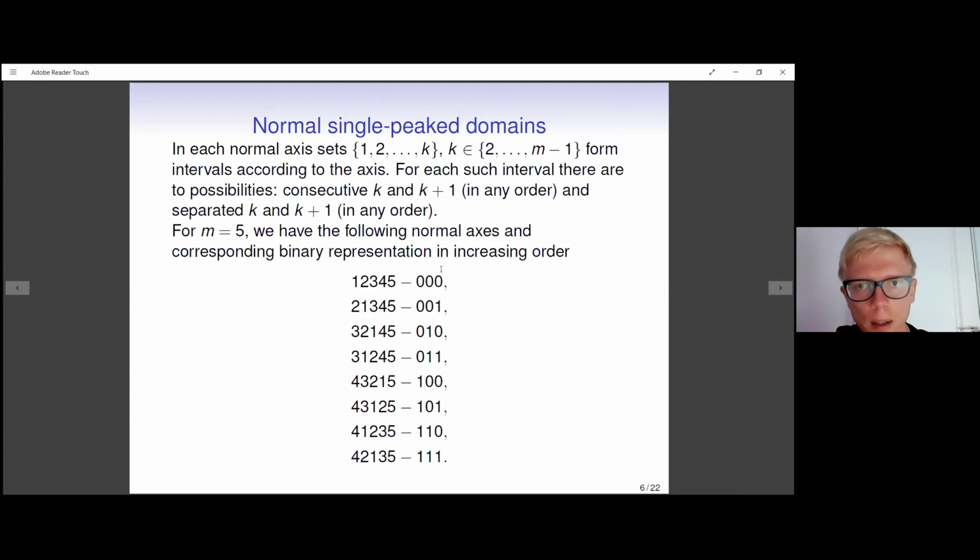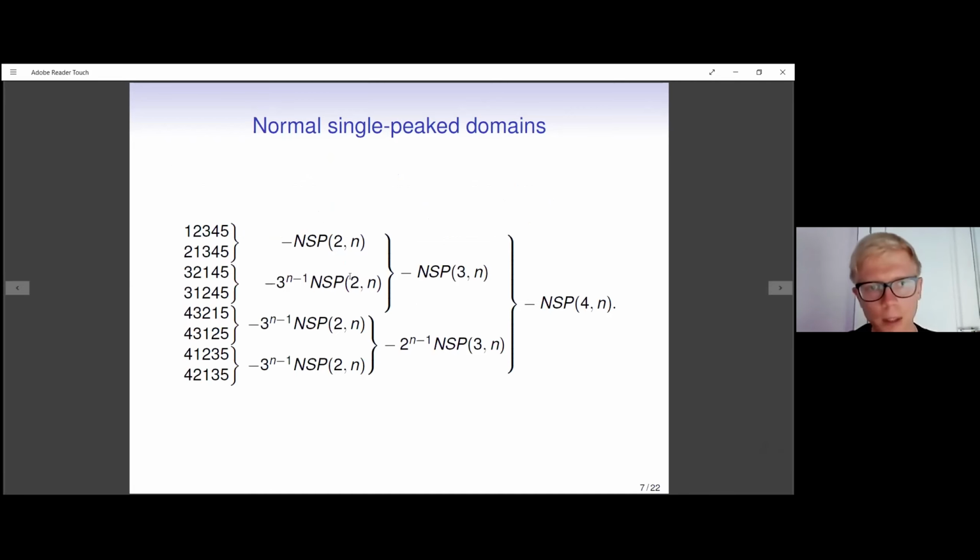So we have such a binary representation of normal axes in increasing order. So the order is important because we can further unite these axes in parts in the following way. So also an example with 5 alternatives. What is common for these 2 domains and these 2 single axes?